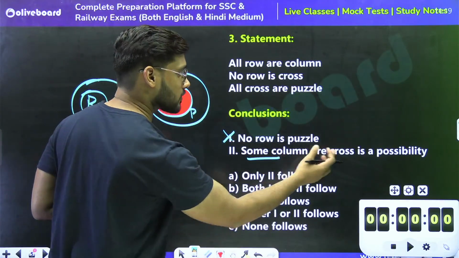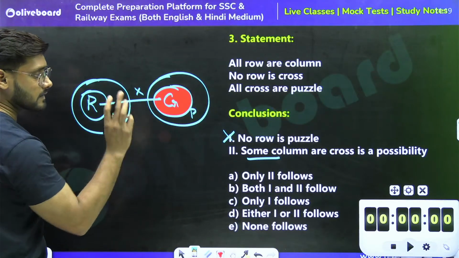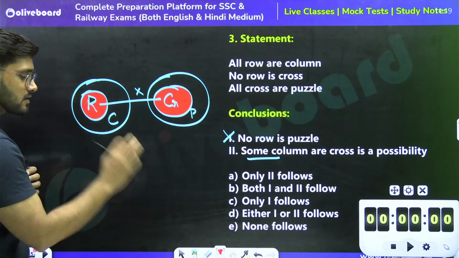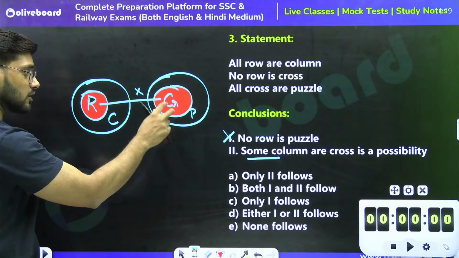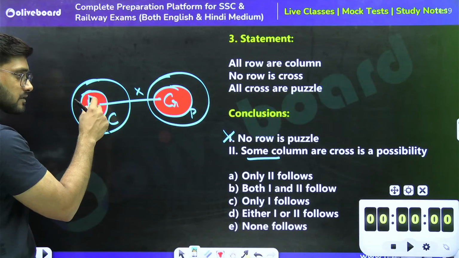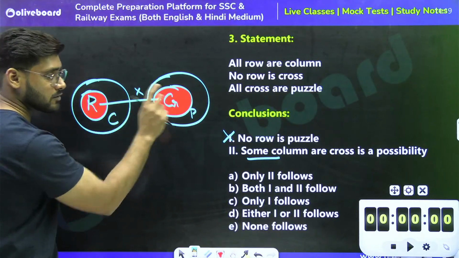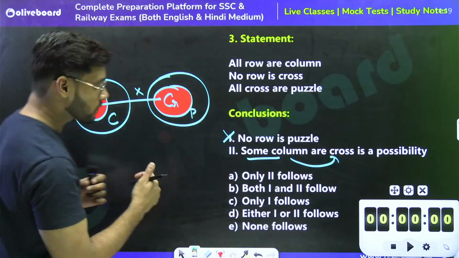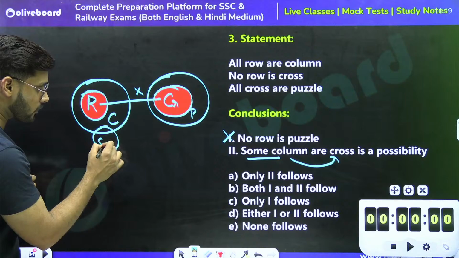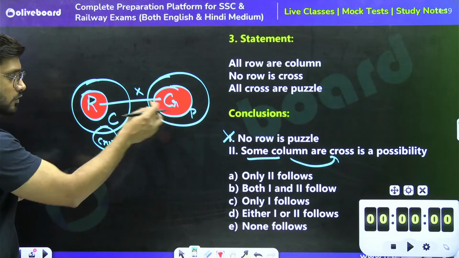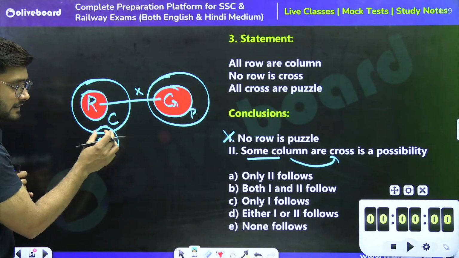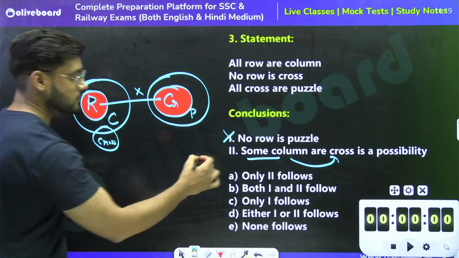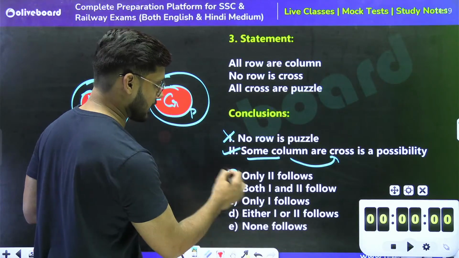Second, some column are cross is a possibility. The cross does not have any relation with row. Then cross is not having this much part of column, and this part of column does not hold any relation with cross either. But he is saying some column are cross is a possibility. So this much part of column can make a relation with cross, because if I draw cross in this part of column, then cross and row still do not make any relation. So the answer should be only two follows, option number A.